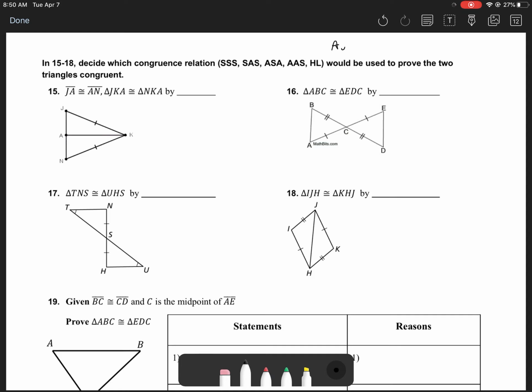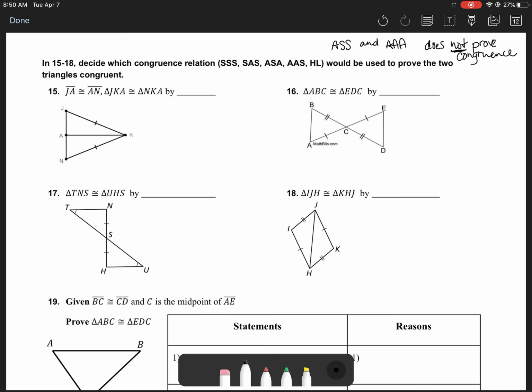Remember that ASS does not prove congruence. So if you ever see that, it is not congruent. Oh, and AAA. Remembered it. So make sure you remember that they do not prove that triangles are congruent.